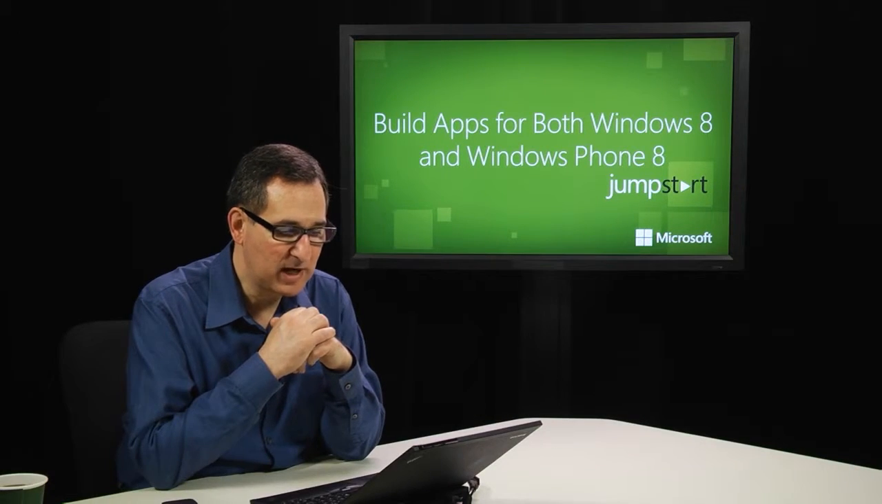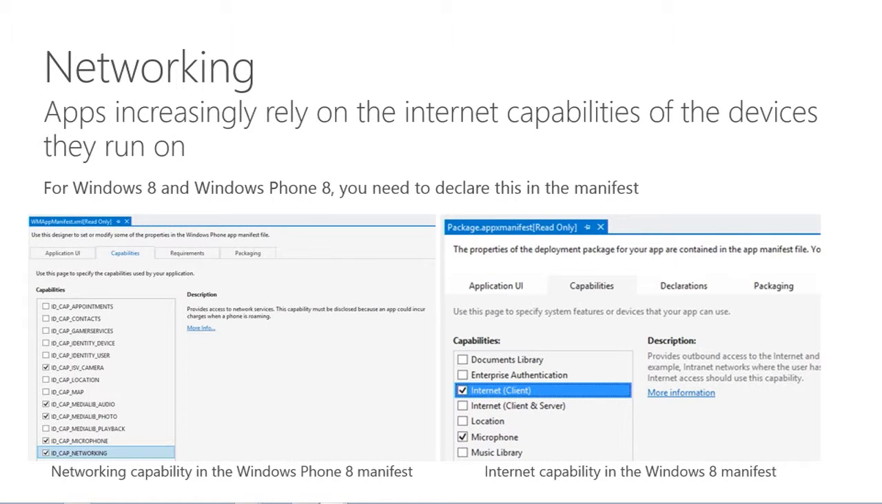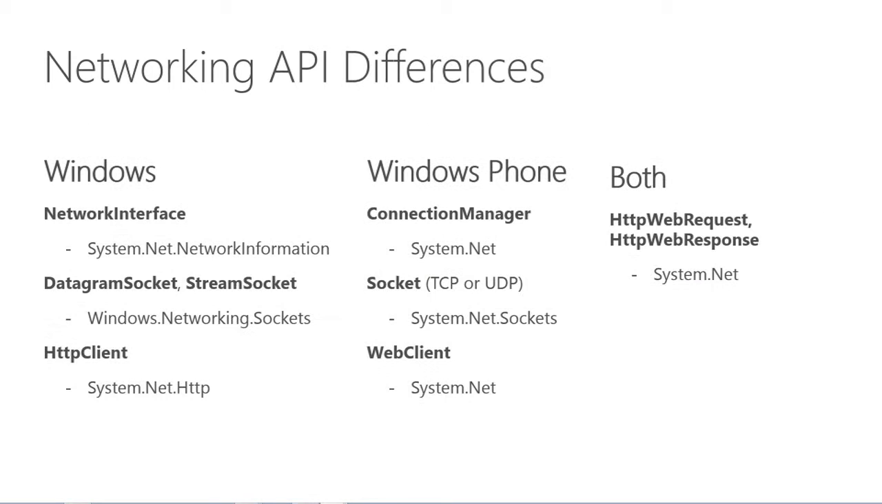Networking is also another area. Obviously, apps are going to pretty much rely on the internet. We think that internet thing's going to catch on, so it's a good thing. On Windows 8 and Windows Phone, you need to declare that in the manifest. It's just a capability that you turn on. On Windows Phone, it's ID_CAP_NETWORKING. And in Windows 8, it's in your package manifest. It's just the internet client, and that one's actually on by default in most of the templates on Windows 8.